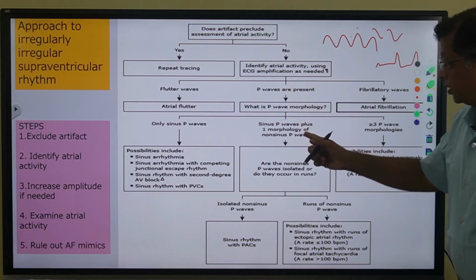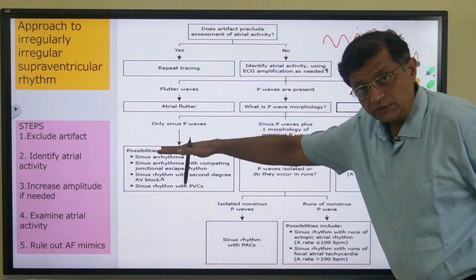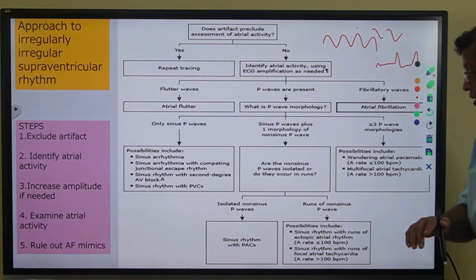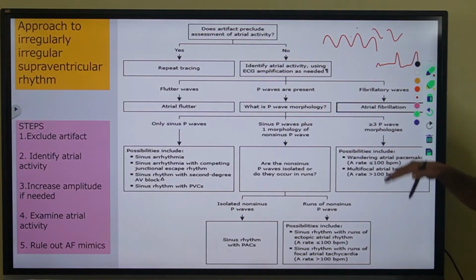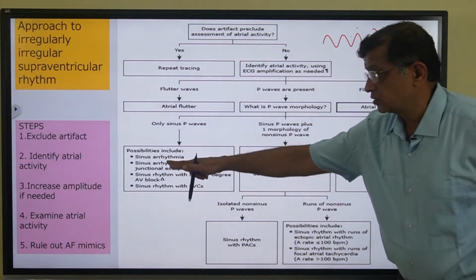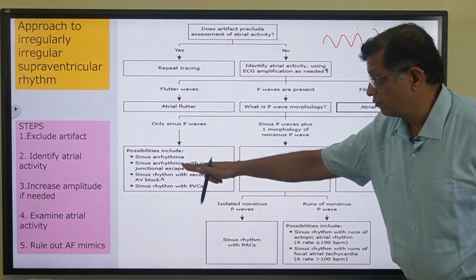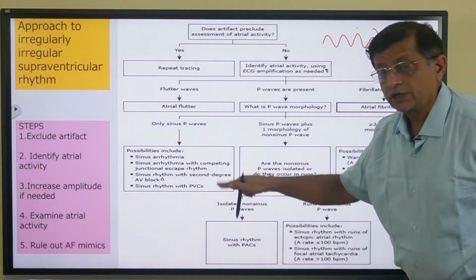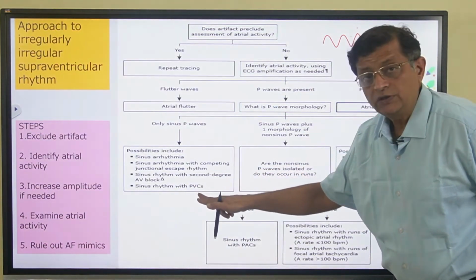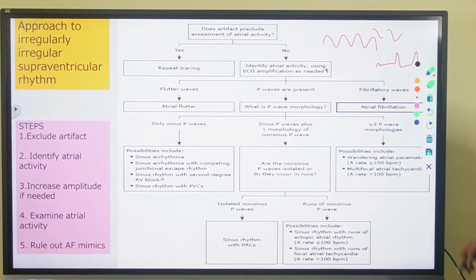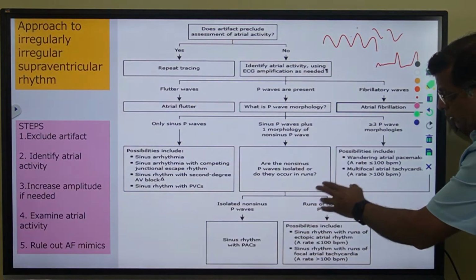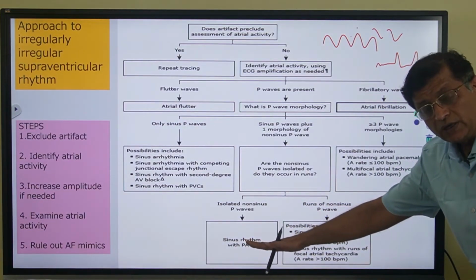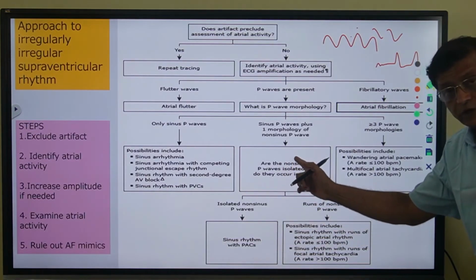If P waves are present, whether there are only sinus P waves, or sinus P wave plus at least one more P wave morphology, or there are more than 3 P wave morphologies. If there are only sinus P waves, then it is sinus arrhythmia, or sinus arrhythmia with competing junctional escape rhythm, or sinus arrhythmia with second degree AV block, or sinus rhythm with ectopics. If you see one more P wave, if it is an isolated non-sinus P wave, then it is sinus rhythm with atrial ectopic. Are you getting my point?